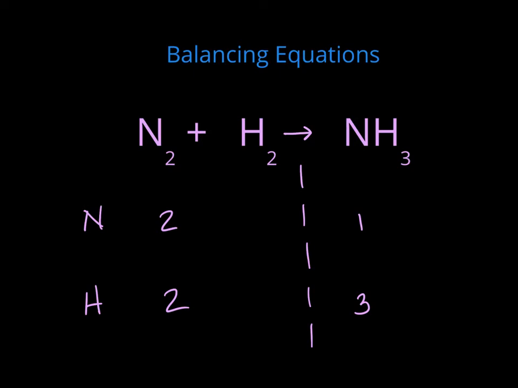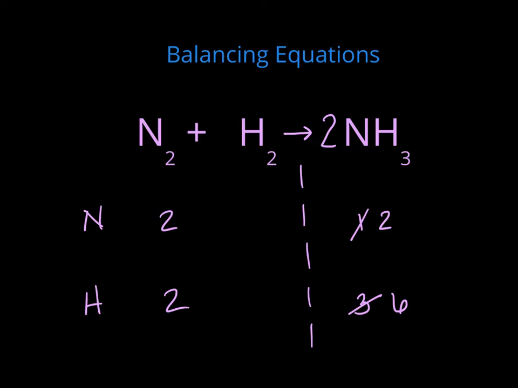So let's start with nitrogen first. If I have 2 nitrogen on my reactant side and 1 nitrogen on my product side, if I give my product a big 2 coefficient, now my nitrogens are balanced. So now I've got to keep going and balance my hydrogens. On my reactant side, I still only have 2 hydrogens, but now on my product side, since I added that coefficient to balance my nitrogens, I have 6 hydrogens.